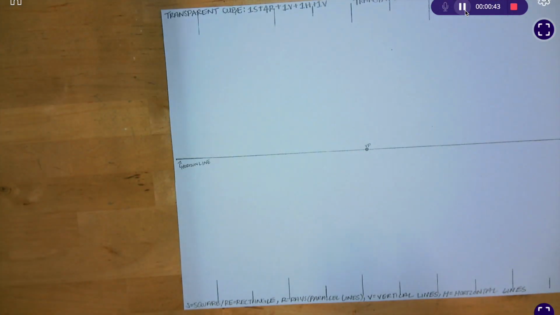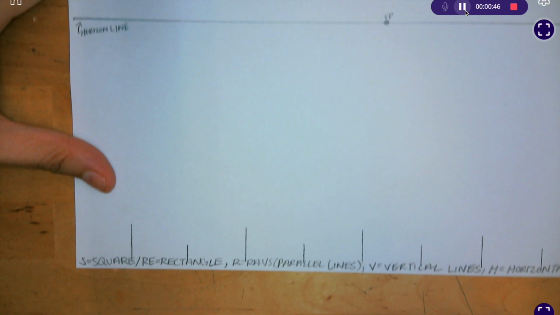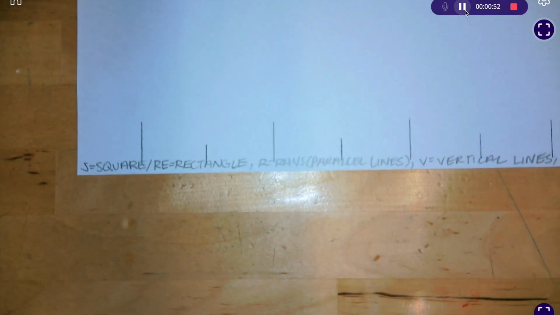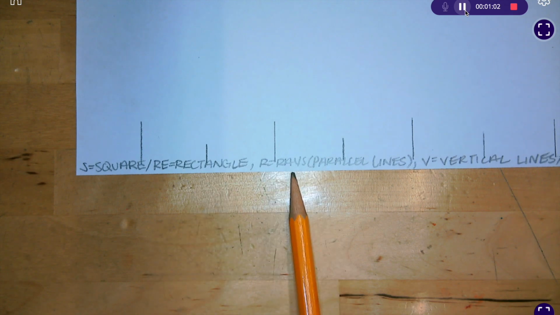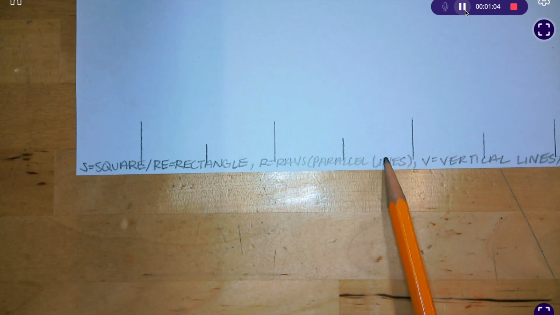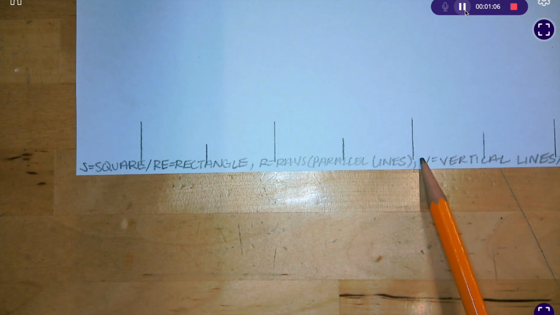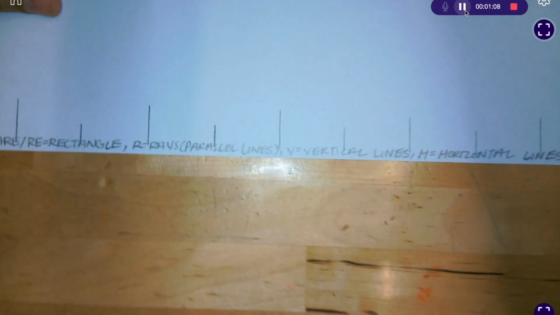Okay. First thing we're going to do, we're going to go ahead and write down the answer key at the bottom of the paper. So, okay. S still means square, R still means rectangle, RE still means rays. These are also known as parallel lines. B is for vertical lines, and then H is for horizontal.